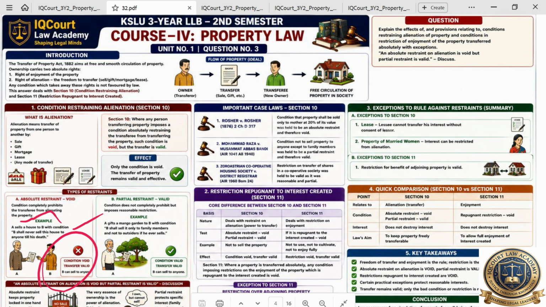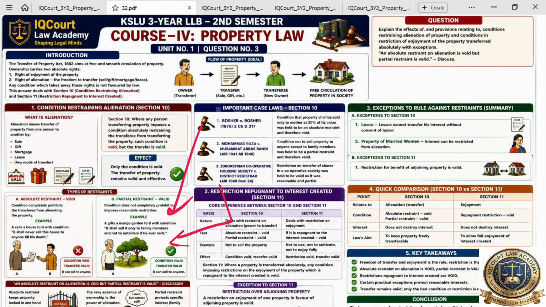What happens if the person puts the condition? The court will keep this transfer as valid, but the court will remove that condition. That's it. B can freely transfer the property. In this case, A gives the mango garden to B with the condition that B shall sell it only to the family. This is valid. The court will consider this. This is what we call partial restraint. It is a valid one.